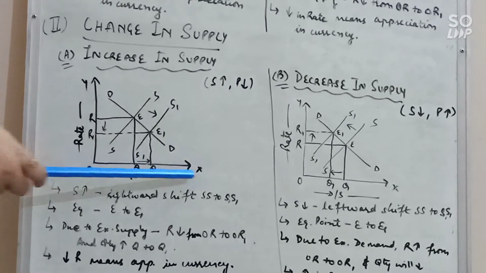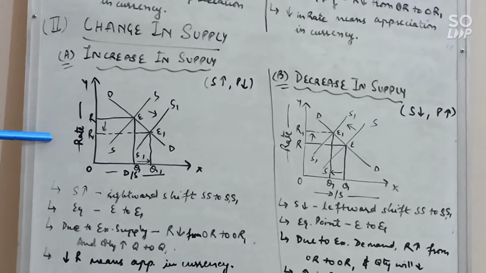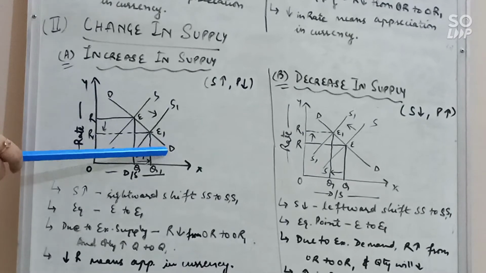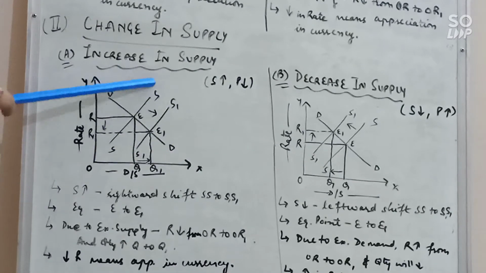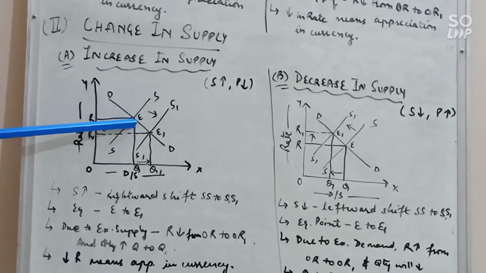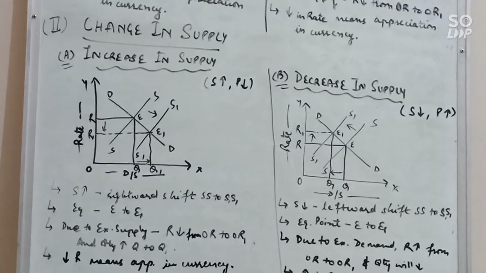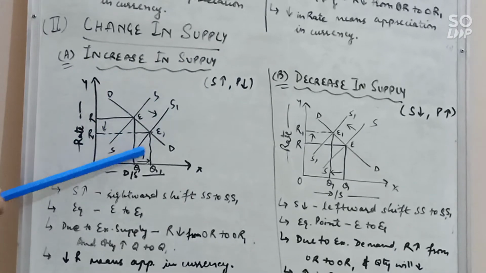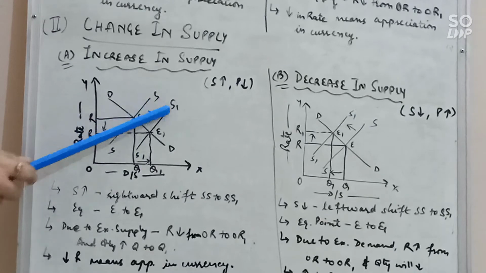Let's see. OX represents demand and supply. OY represents exchange rate. DD is a demand curve. SS is a supply curve, slopes upward. E is the initial equilibrium point, where OR is the equilibrium price and OQ is the equilibrium quantity. Now the question is if there is increase in supply. There is rightward shift in the supply. It shifts from SS to SS1.